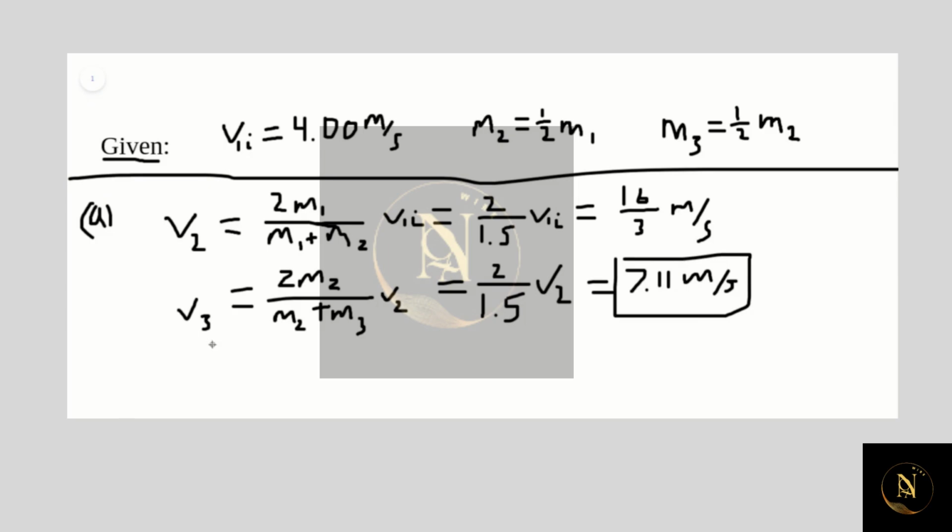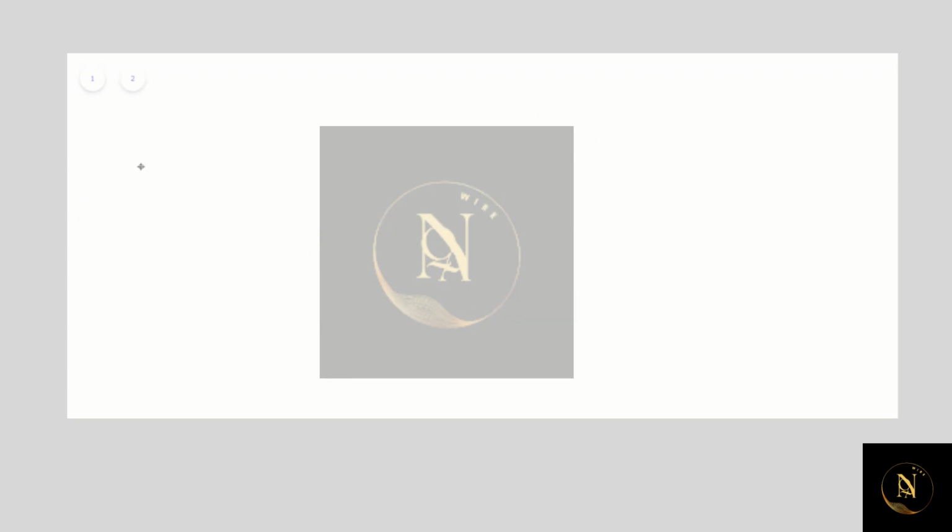Now for part B, we are asked if the velocity is greater than or equal to the velocity for block 1. Well, the velocity for block 1 is 4 meters per second, which we were given. So V3 is greater than V1I. We can box that in as our solution.